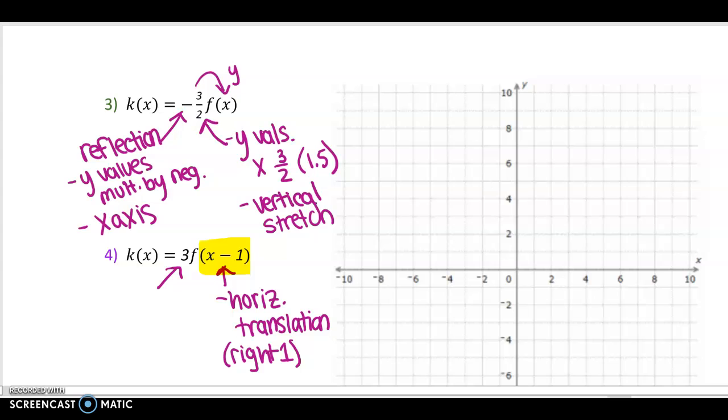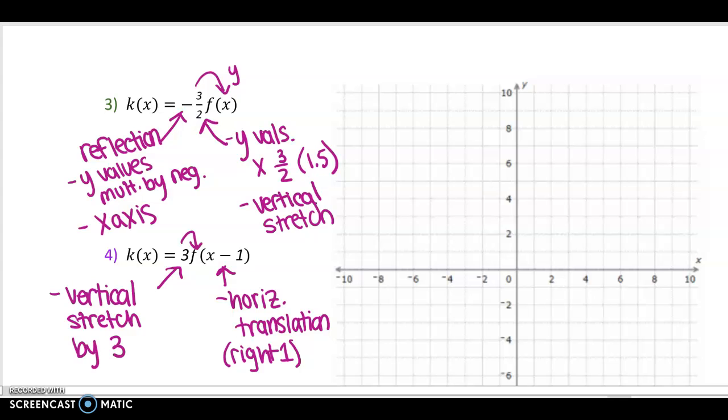Okay, the 3. The 3 is not being multiplied directly to the x. The 3 is being multiplied to f. And f is how you write the outputs. So this is going to affect the y values. If it affects the y values, that makes this vertical. And since it's being multiplied, you're taking all the y values and multiplying them by 3. Y transformations do exactly what you think. So that means it's going to stretch all the y values by a factor of 3.